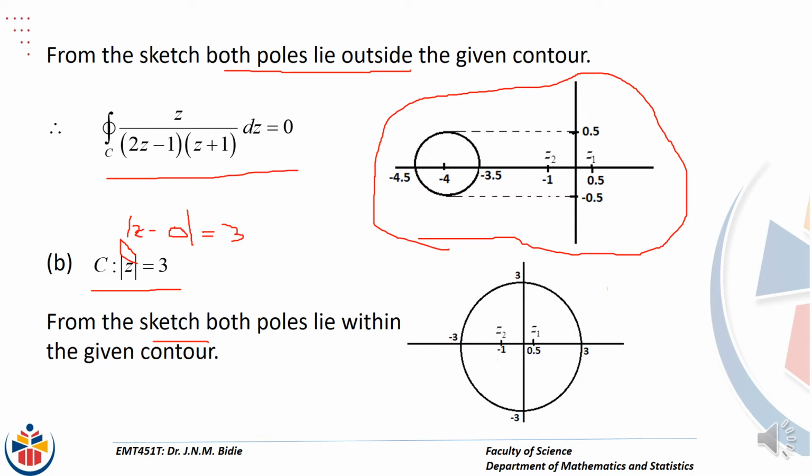So that means our center is at 0. The radius is 3. So we do that. Center is at 0. Radius is 3. Now z1 and z2, for this region, they lie inside the given circle. Then we have to evaluate the integral.